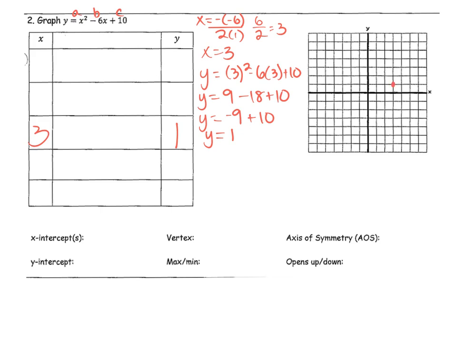I can find a lot of information now on my little key features down there. Like my axis of symmetry. It's going to cut right through the vertex, straight down. It's 3. Is this going to open up or down? Up, because it's a positive A. When things open up, is that a max or a min? Min. Minimum, because it bottoms out. There's a low point. Oh, and my vertex I found: 3, 1.